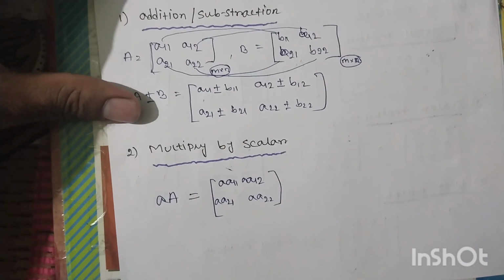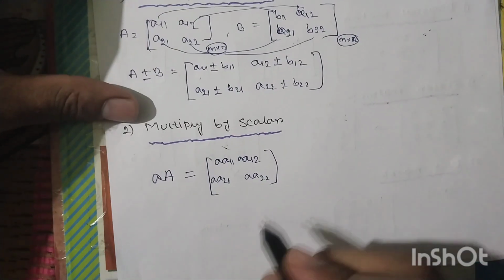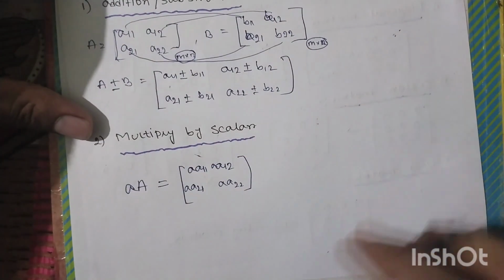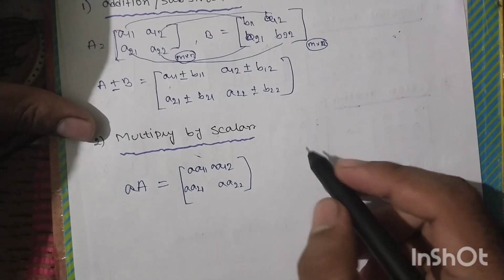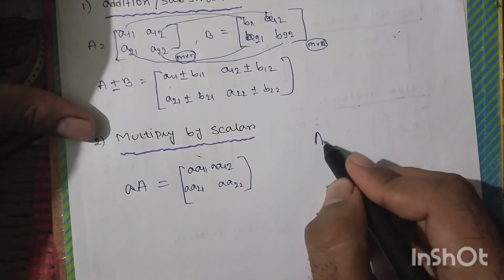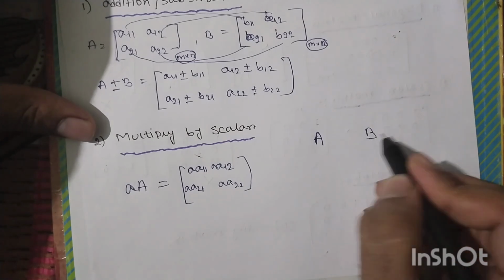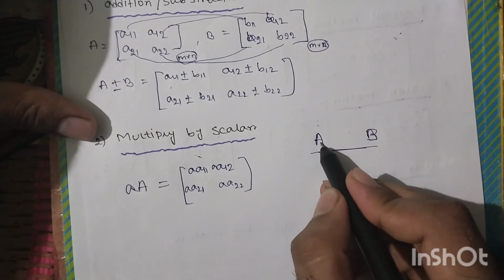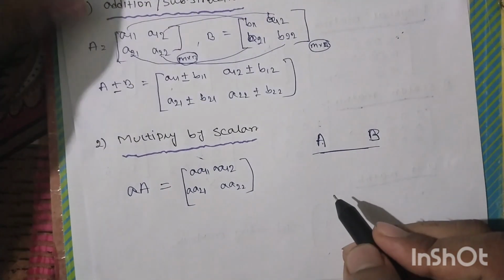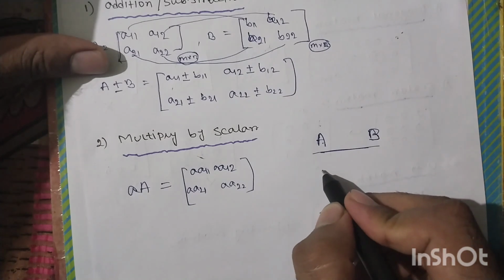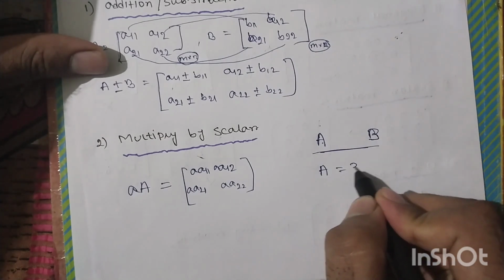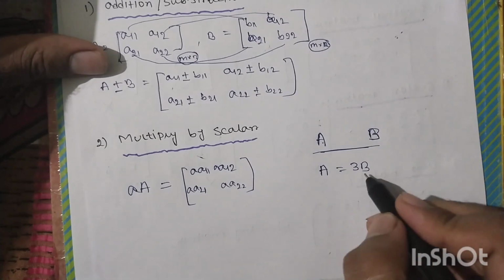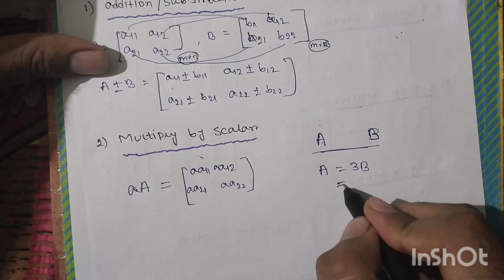This is a scalar multiple of a matrix, and if I explain how it works, observe this. Take an example: A is a person, B is a person. We give you a statement that the height of A is 3 times that of B. Then how can you write it in a mathematical way? A equals 3 times B. That means the height of A is equal to 3 times B.